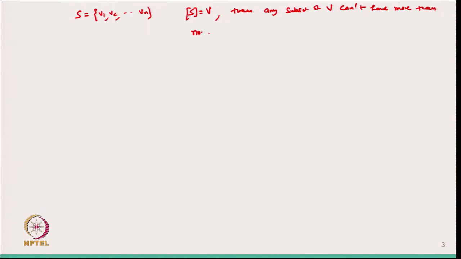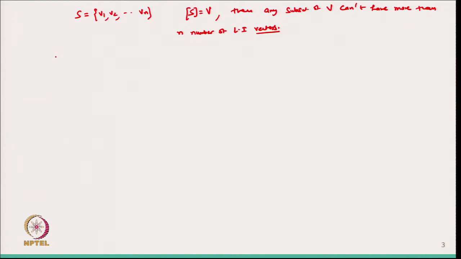In the previous one we discussed that if I have a set S which contains n number of elements and that S spans the whole vector space V, then any subset of V cannot have more than n linearly independent vectors. So, that we have seen.